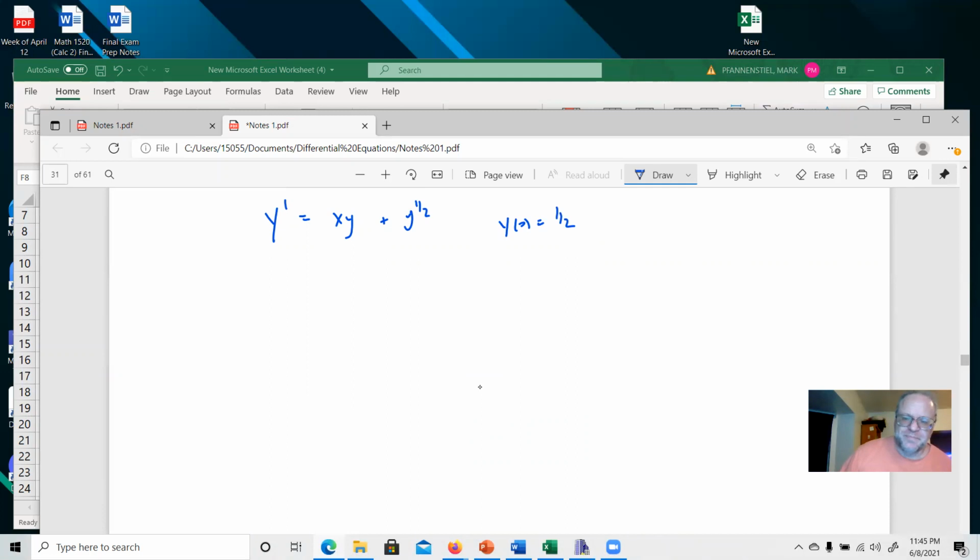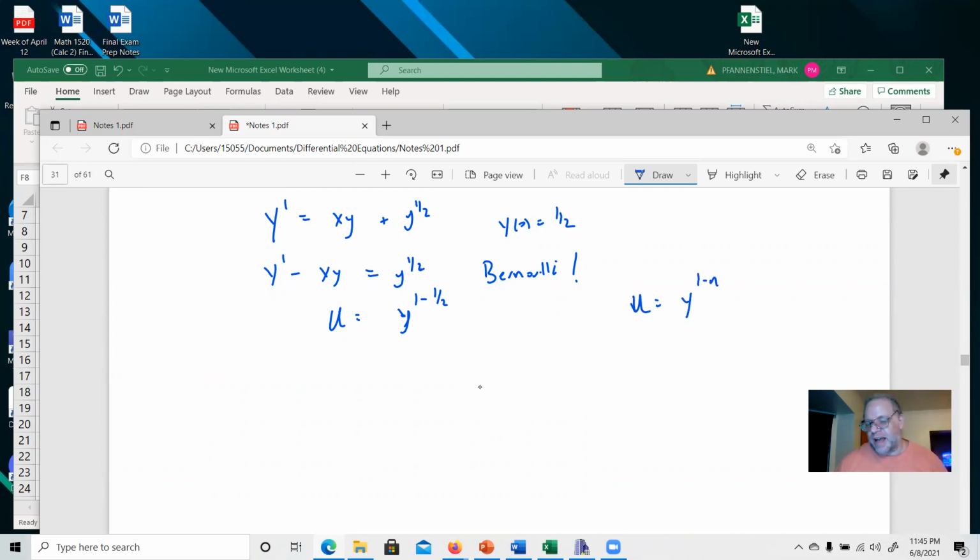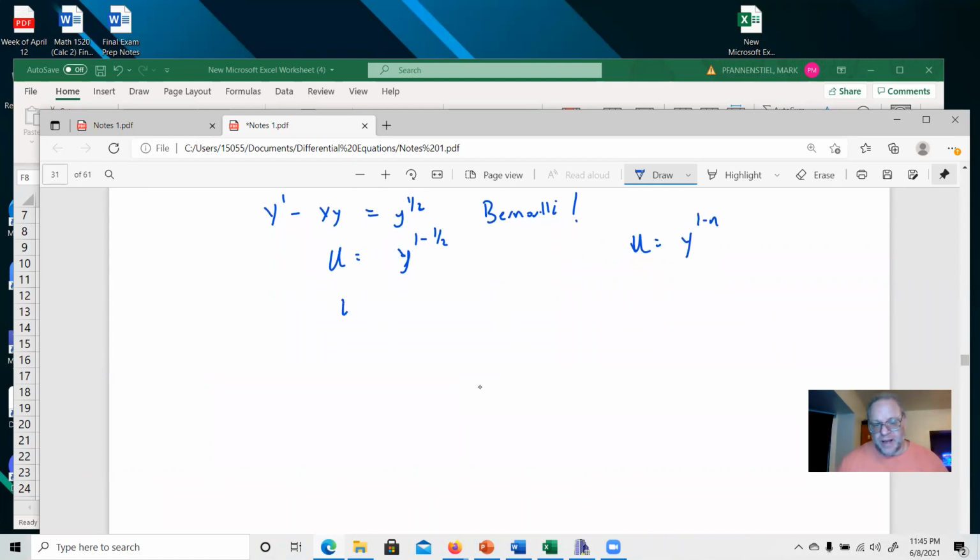Okay, so I'm going to go ahead and solve this one analytically first, and then we'll jump into Euler's method. You could look at this and say this is y prime minus xy is equal to y to the 1/2. You say, aha, look at that, it's Bernoulli's. We could solve this. So we're going to set u is equal to y to the 1 minus 1/2. That's our Bernoulli's, u is equal to y to the 1 minus n, where n is a half.